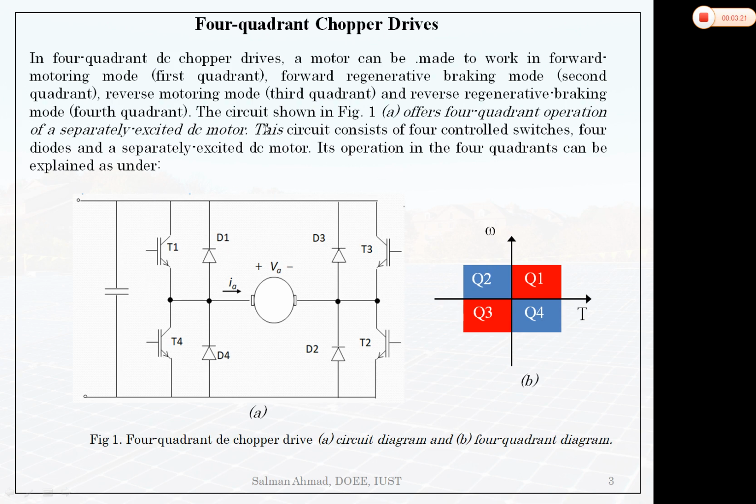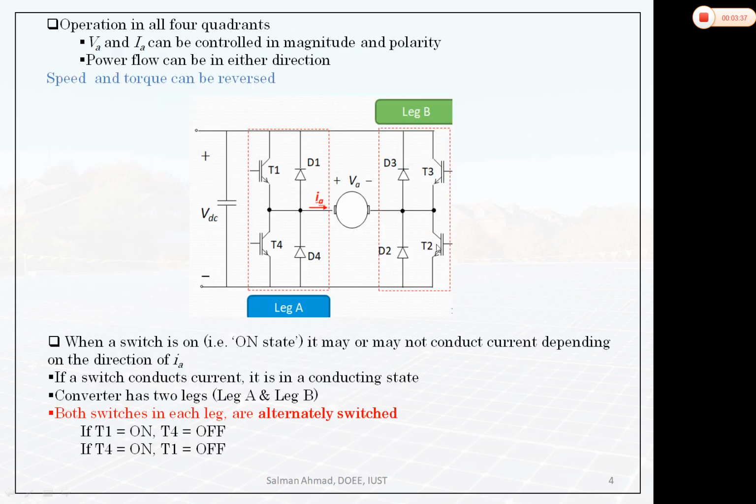You can see from this diagram that it resembles the single phase full bridge inverter, where we had this type of load connected here, with four control switches and four diodes. This is leg 1 or leg A, and this is leg B. So VA and IA can be controlled in both magnitude and polarity. Power flow can be in either direction, and speed and torque can be reversed.